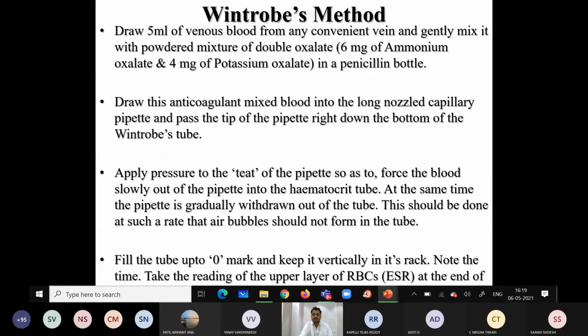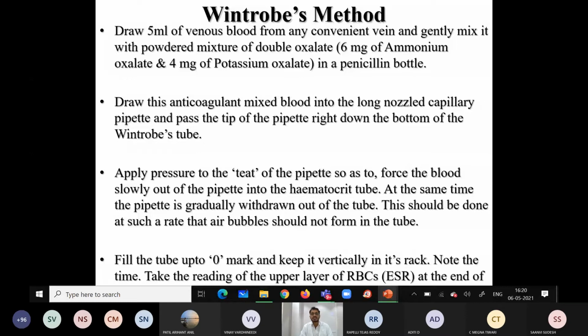So coming to Wintrobe's method of determining the ESR value, in the procedure you have to draw 5 ml of venous blood. Till now, whatever practical you did, you drew only capillary blood. By capillary blood it is very difficult to draw 5 ml. I have seen that most of you are unable to draw even 2 to 3 ml of capillary blood for your RBC, hemoglobin or WBC practical. So 5 ml is unexpected, no one can do it.